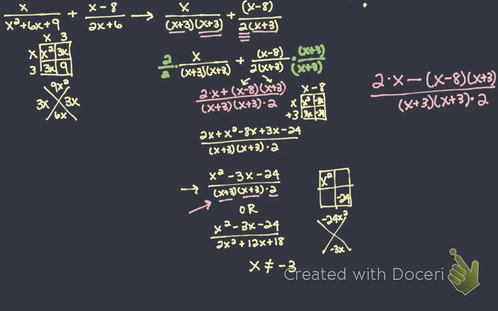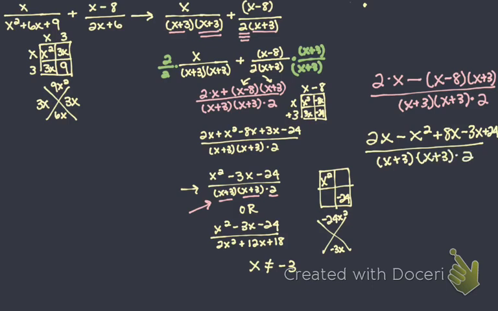So when I rewrite this one, I would still have 2 times x, which is 2x, but instead of adding that x squared, I would subtract that x squared. Instead of adding that negative 8x, I would subtract the negative 8x, or add 8x. Instead of adding 3x, I would subtract 3x. And instead of adding negative 24, I would subtract a negative 24, which becomes plus 24, still all over x plus 3 times x plus 3 times 2.